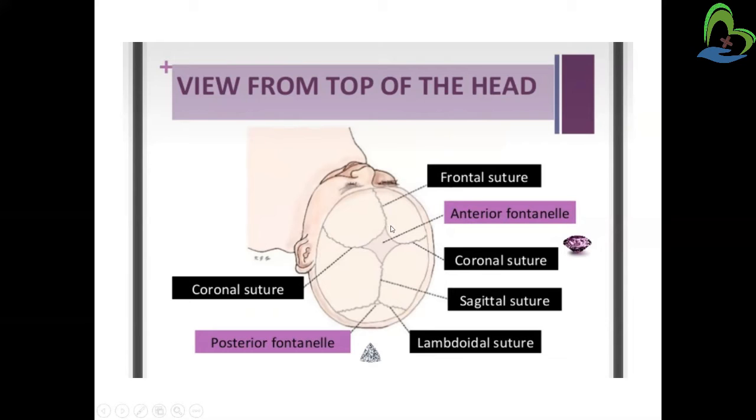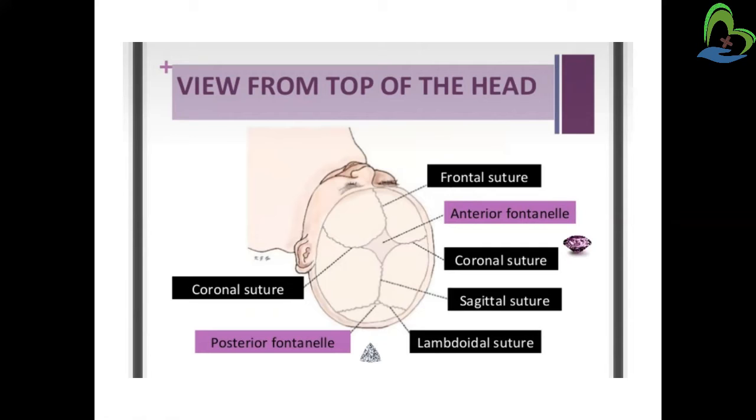So the first suture is the frontal suture, situated in the front side, means on the face side. In between, there is a diamond-shaped anterior fontanelle, and the posterior fontanelle is triangular in shape, on the posterior side. So this is the anterior fontanelle and this is the posterior fontanelle, which is marked in purple. Okay, then this is the coronal suture on both sides of the anterior fontanelle. Next, that is the sagittal suture. This is the sagittal suture line and this is the lambdoid suture. Okay, so this is about the sutures in front.